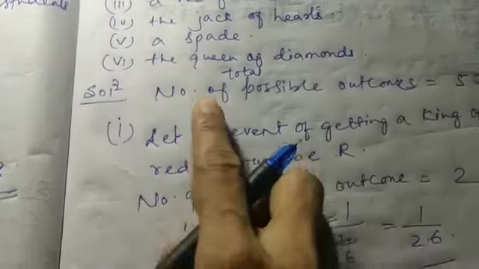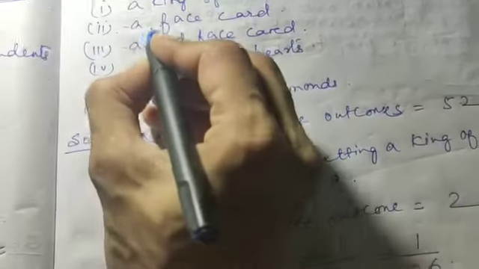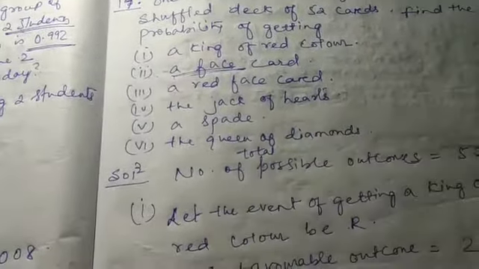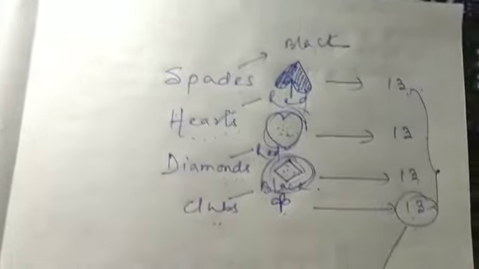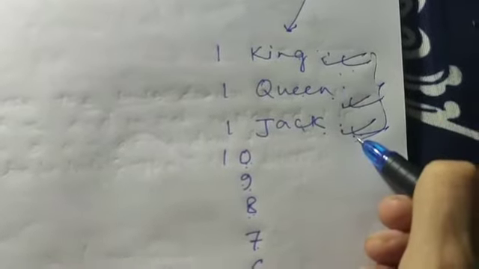So one more point, number 2, a face card. What is called a face card here? I have not mentioned it. You will say, sir has not told anything about the face card. What is a face card here? These three, king, queen and jack. These three types of card are called face cards. King card, queen card and jack card. These three are called face cards.